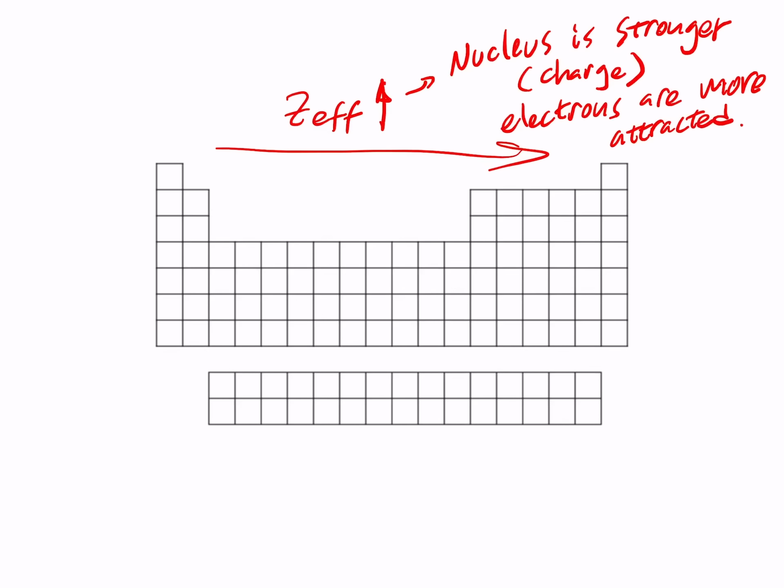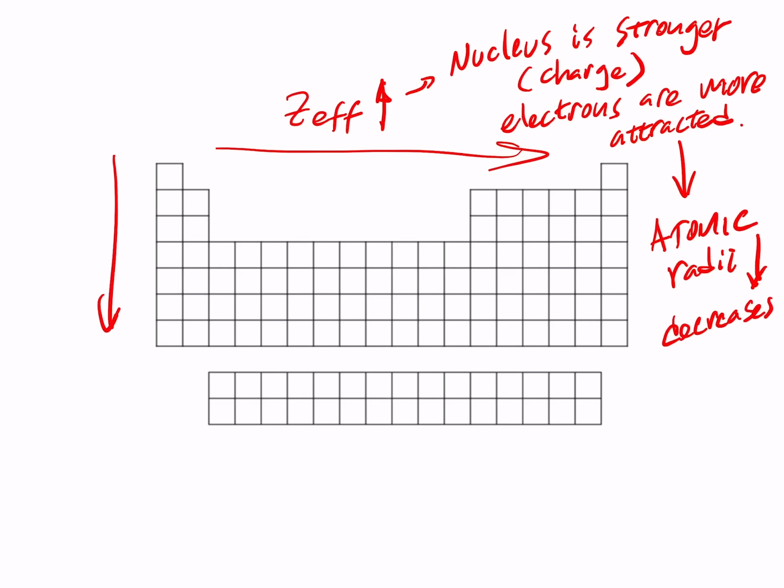So with increasing effective nuclear charge, the electrons are more attracted, they want to be closer to the nucleus, and the atomic radii decreases. The atom gets smaller. If the electrons want to be closer to the nucleus, then the atom gets smaller. Now that's the first thing. Now the effective nuclear charge, if you go down the group, pretty much remains constant.